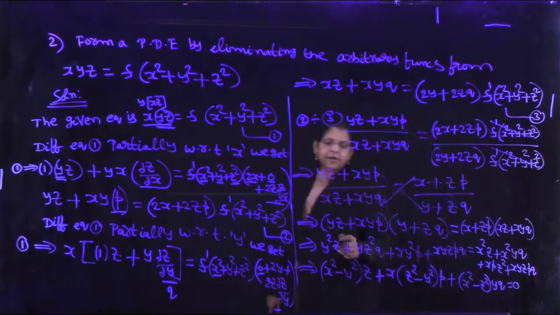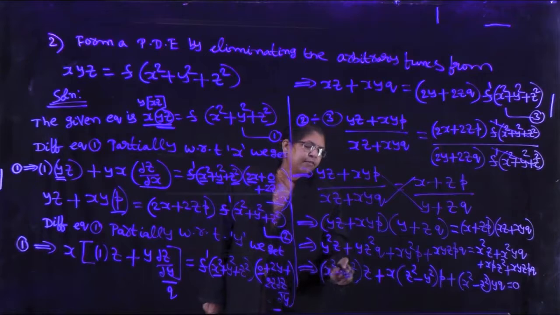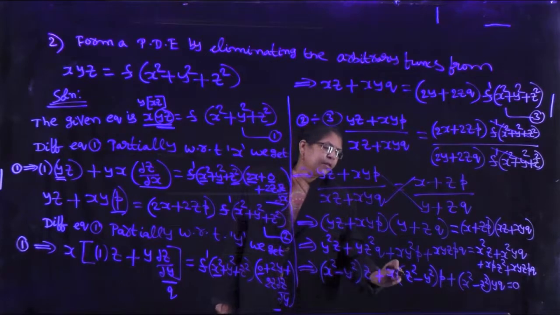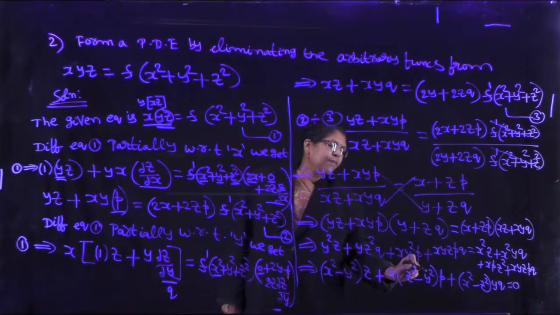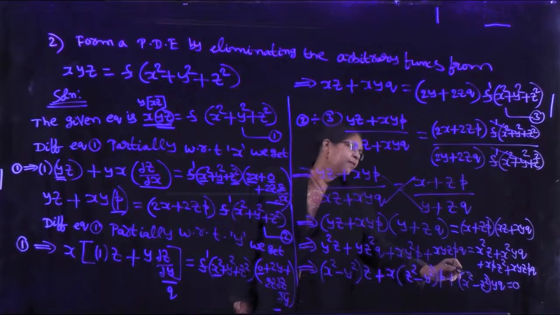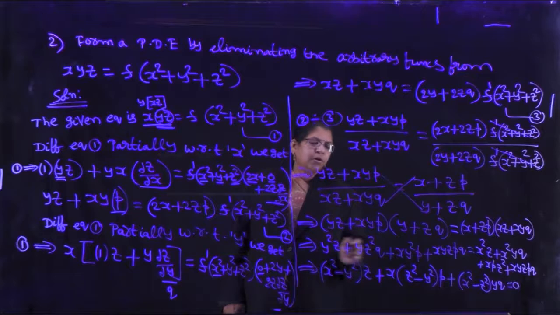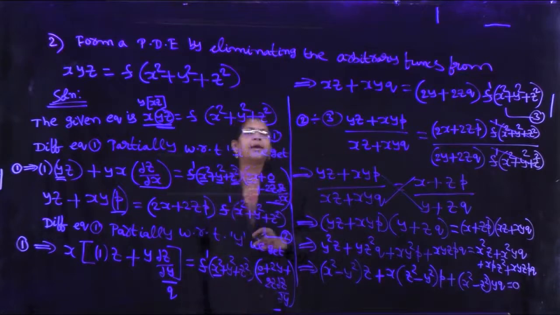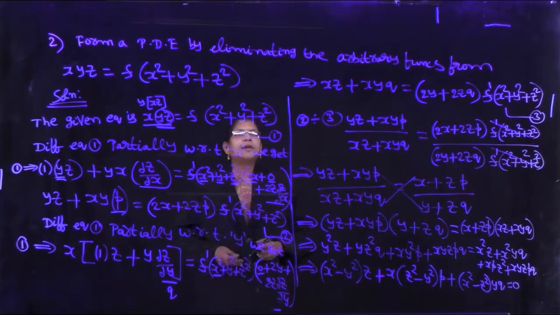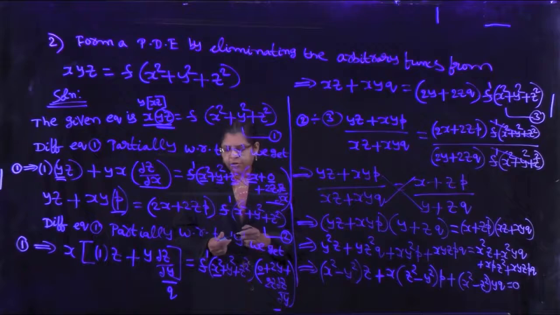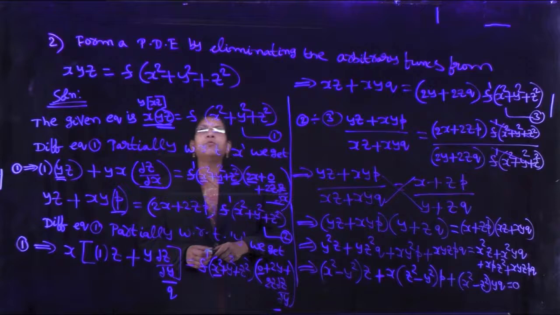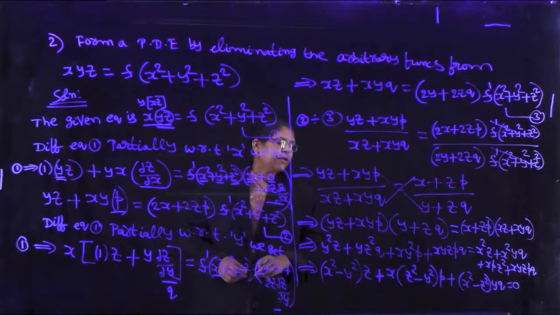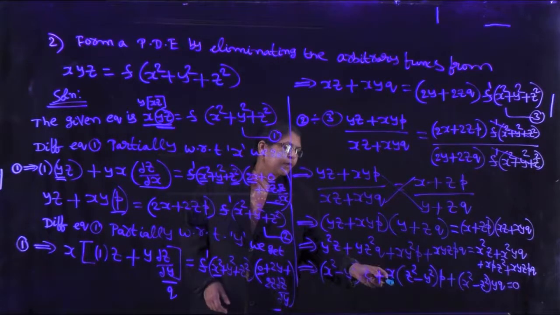After simplification, what will you get? (x² − y²)z + (x z² − y²... ) p + (x² − z²)yq = 0, which is the required partial differential equation. So, we have eliminated the function f using partial differentiation and we formed the required partial differential equation.